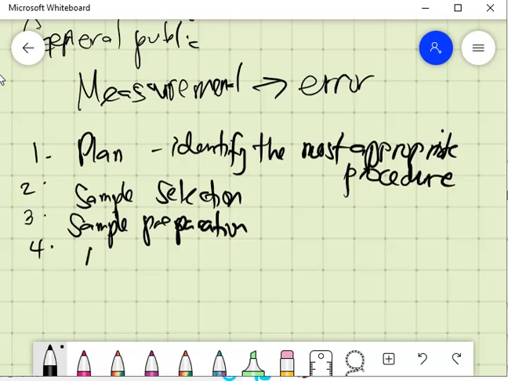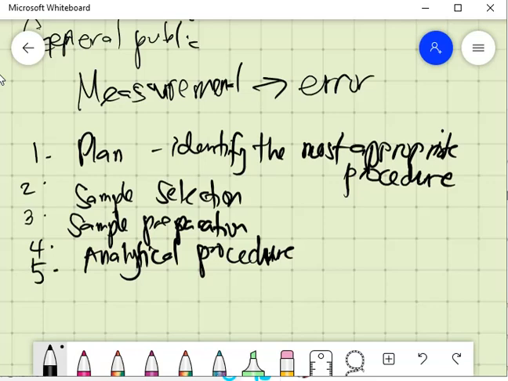Next is the analytical procedure. Choosing the analytical procedure, what should I use? What instrument should I use, and what method should I use? Should I use a previously used method, or should I improvise the method? And if I improvise the method, do I think this method will be more effective? Okay? So that's what an analytical chemist does. Next is, of course, statistical analysis. This is very important.